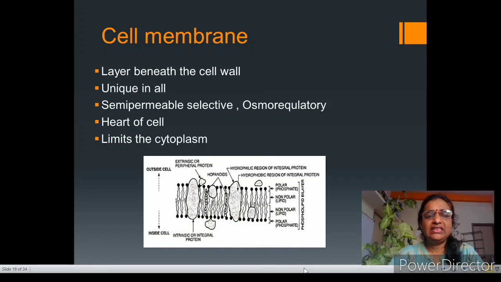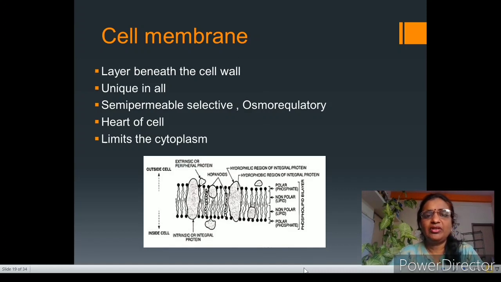Now, what is this cell membrane? Let us see how it forms and how it functions. First, the cell membrane is a layer just beneath the cell wall. The nature of the cell membrane is unique in all cells. In fungi, bacteria, plant cells and animal cells, all their cell membranes are more or less similar. The cell wall is different. In bacteria, fungi and plants, their cell walls are totally different. But the cell membrane is similar in all cells.